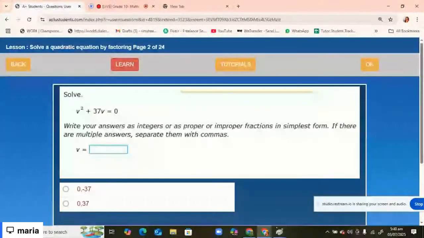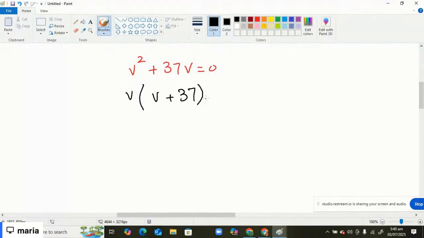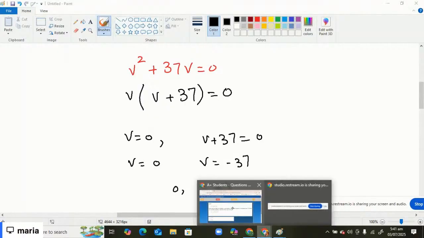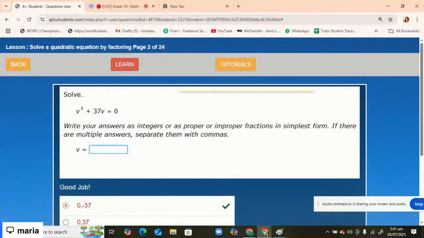v square plus 37v is equal to 0. Now taking v common, v plus 37 is equal to 0. For the first, v is equal to 0, and v plus 37 is equal to 0, so v is equal to minus 37. So 0 and minus 37 is your answer. Yeah, 0 and minus 37 is the answer. Okay, that is the correct option.